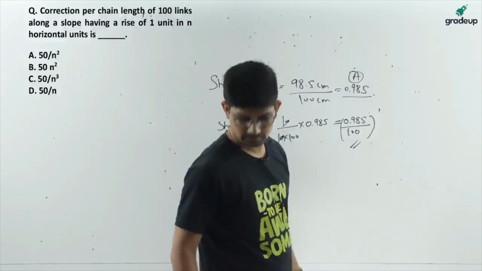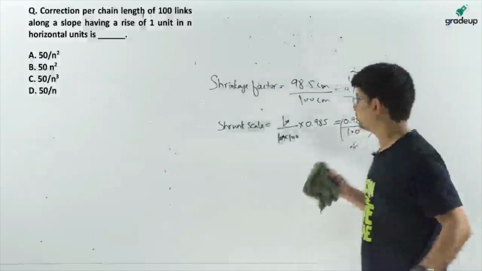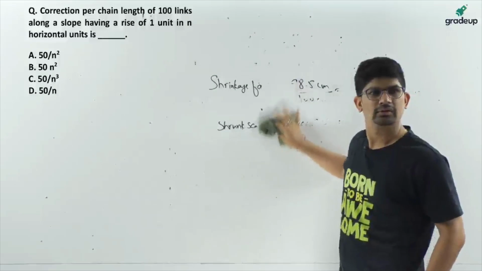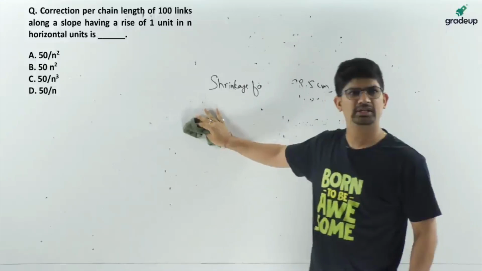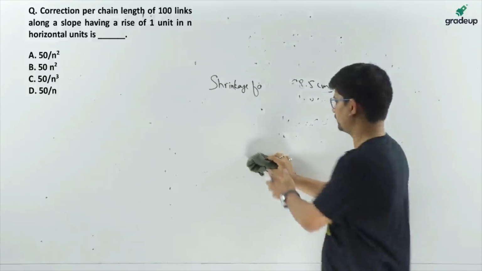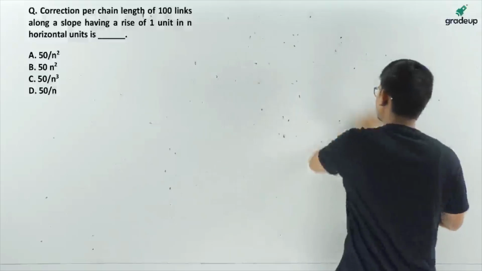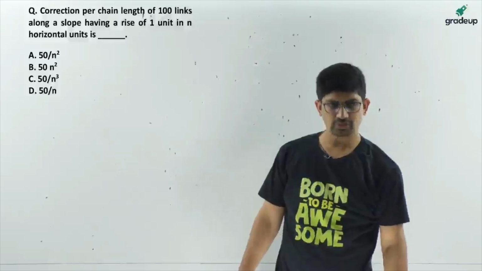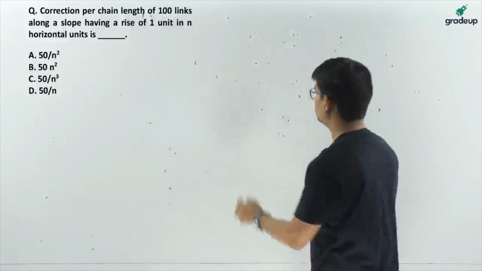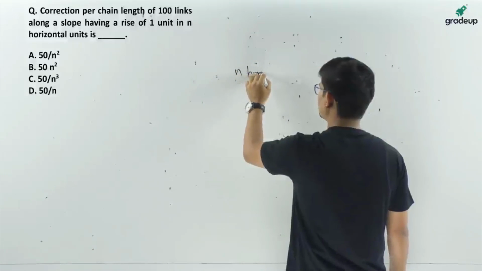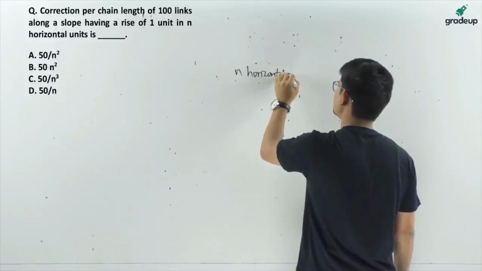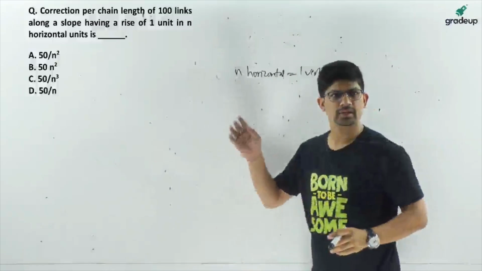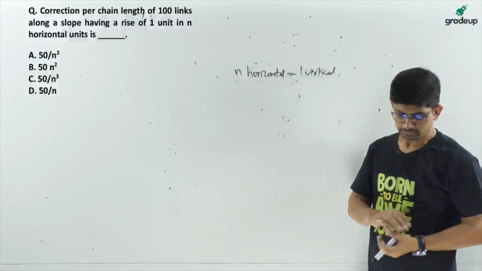Moving on to the next question. Now, correction per chain length of 100 links along a slope which has a rise of 1 unit in n horizontal units. Here we are talking not in meters, we are talking in links. So n horizontal is equal to 1 vertical, as you have been provided.